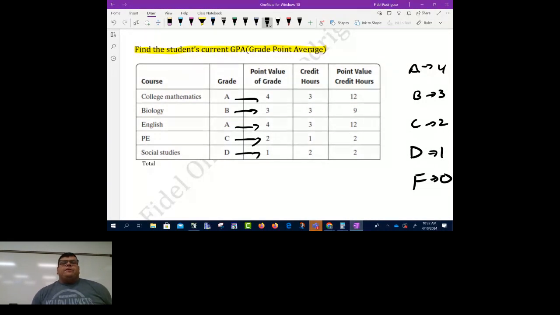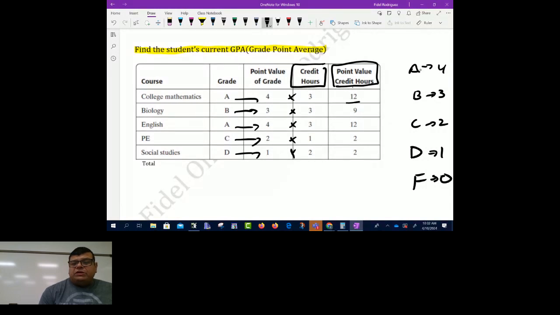Okay, the other thing, y'all, every class has a total number of credit hours. Some classes are 3 hours, some are 2, some are 1, some are 4, some are 5. So how did they get these numbers here? They just multiply. 4 times 3 is 12, 3 times 3 is 9, 4 times 3 is 12, 2 times 1 is 2, 1 times 2 is 2.